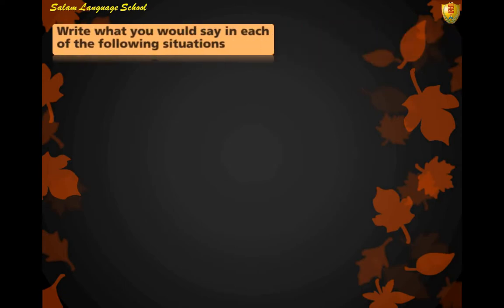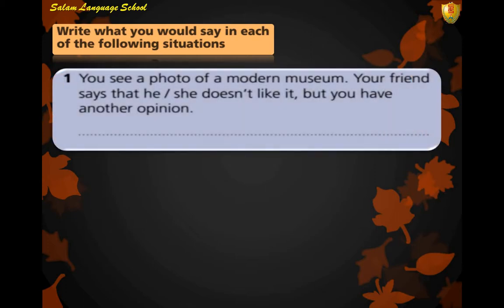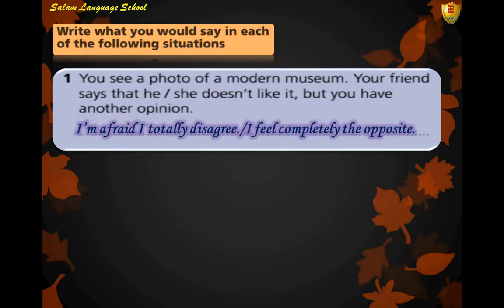Now I want you to write what you would say in each of the following situations. The first situation here: you see a photo of a modern museum. Your friend said that he or she doesn't like it, but you have another opinion. So what would you say? Yes, we can say: I'm afraid I totally disagree, or I feel completely the opposite.